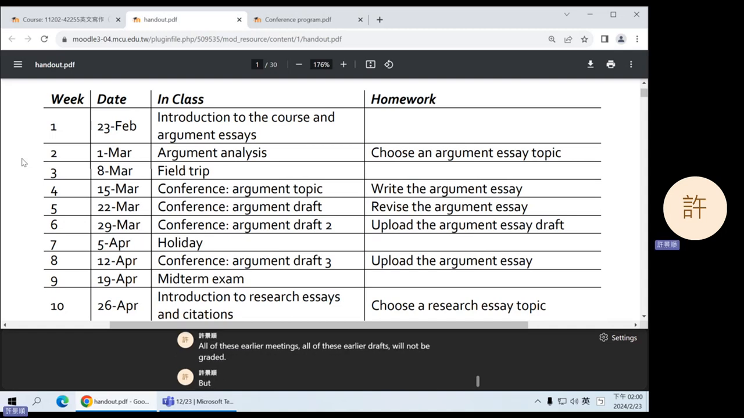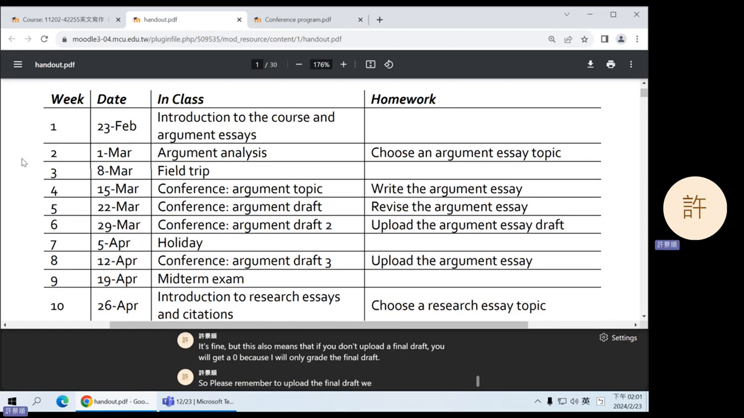So that means two things. One, when you're doing these earlier steps, no pressure. You can try new things, you can try new ideas. If it doesn't work out, we'll talk about it. It's fine. But this also means that if you don't upload a final draft, you will get a zero because I will only grade the final draft. So please remember to upload the final draft.